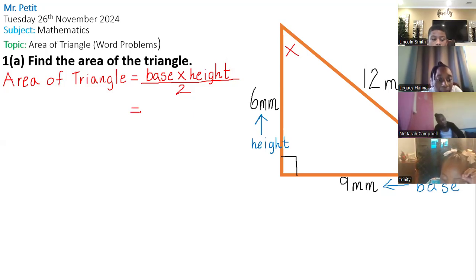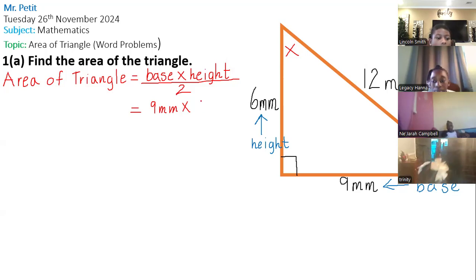Do we always divide it by 2 in every case? That's a good question. We always divide it by 2, right? Always. And that's the formula. Base times height divided by 2. And so we have the base, which is 9 millimeters, multiplied by the height, which is 6 millimeters. Very good.